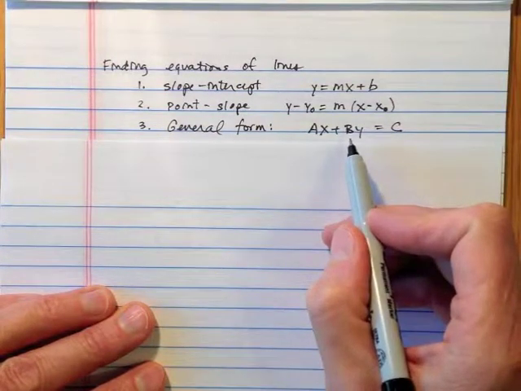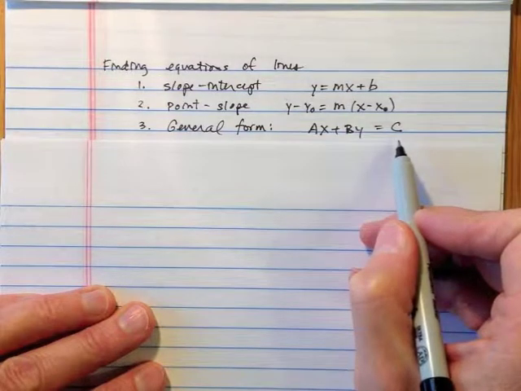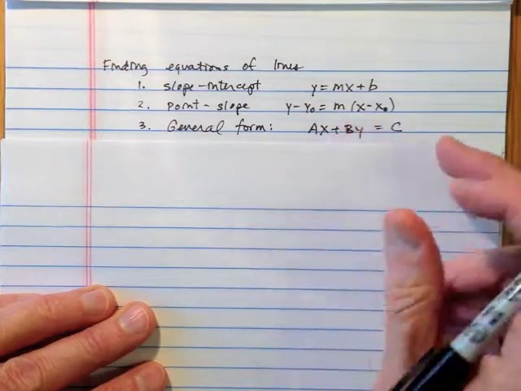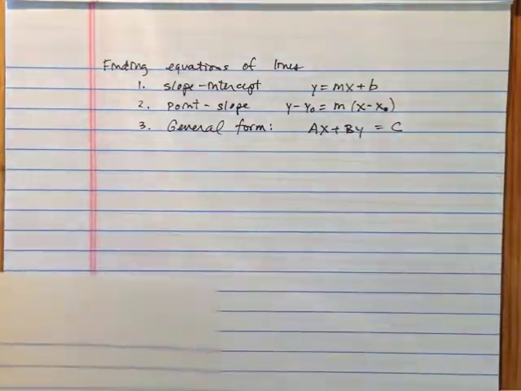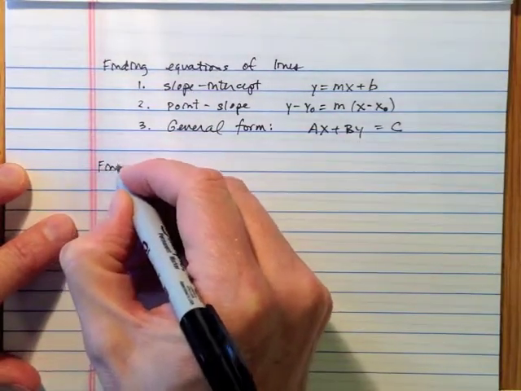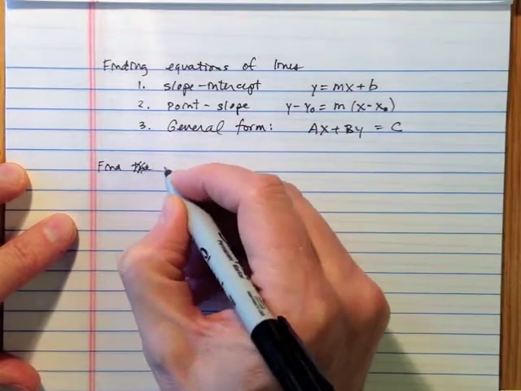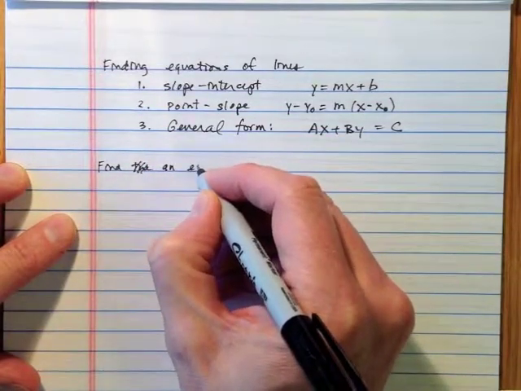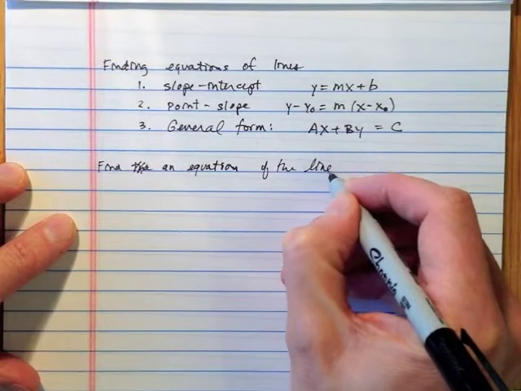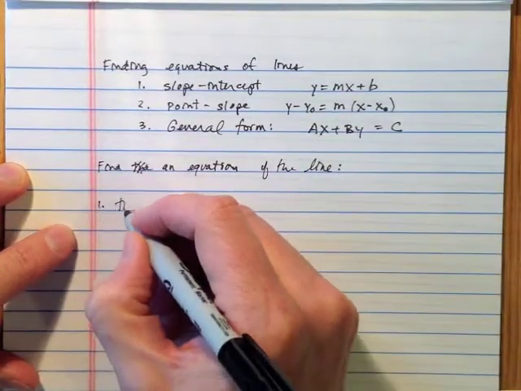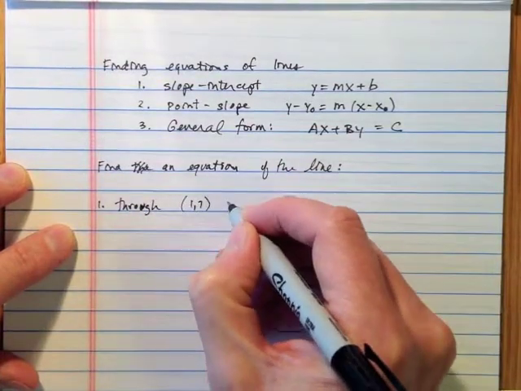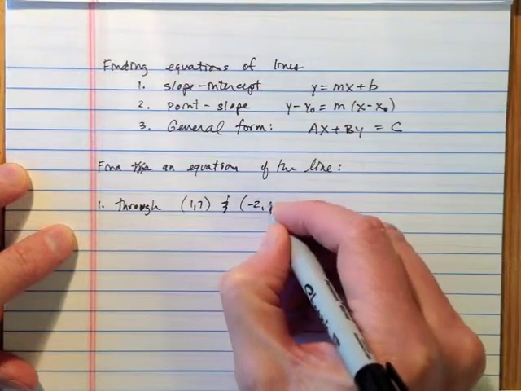I think the slope has to be negative a over b, and c over b is the y-intercept, and c over a is the x-intercept. It's kind of a stretch to say that that's terribly useful for anything. But let's try a problem. Let's suppose, well, I won't say find the equation, I'll say find an equation of the line that goes through the point 1, 7 and the point negative 2, 5.